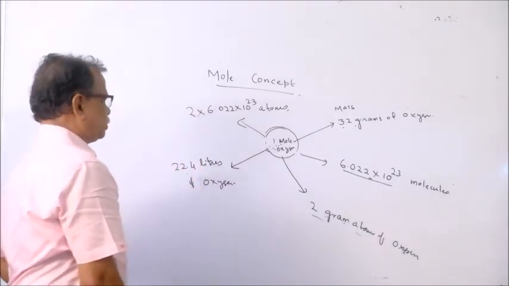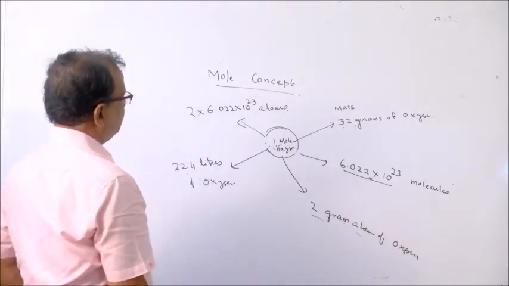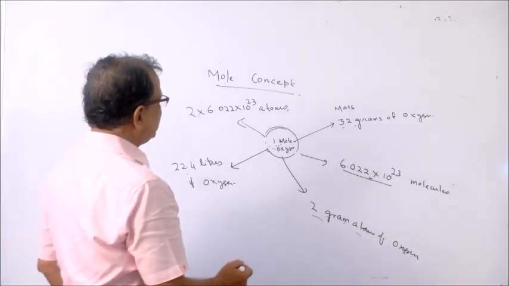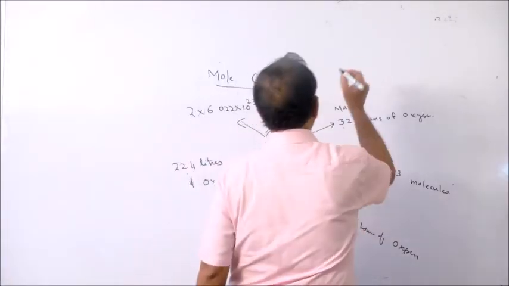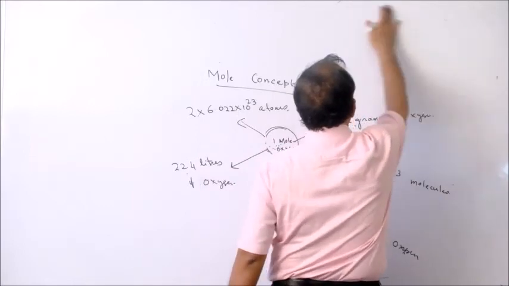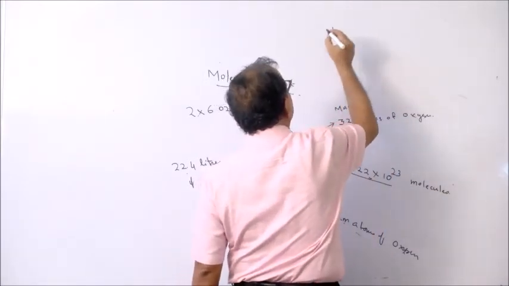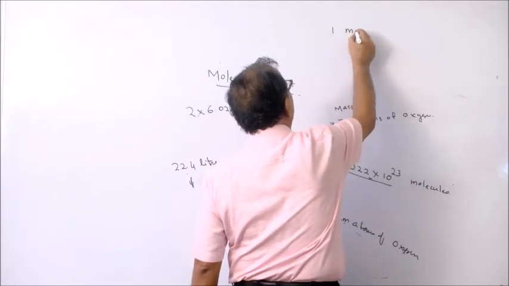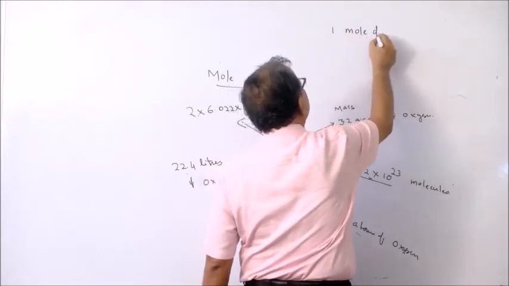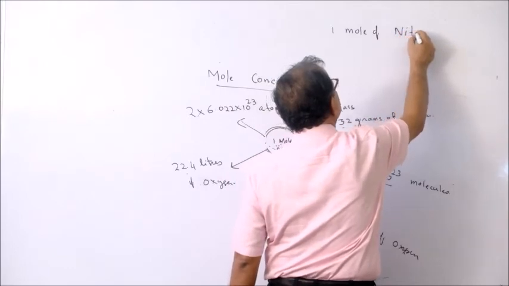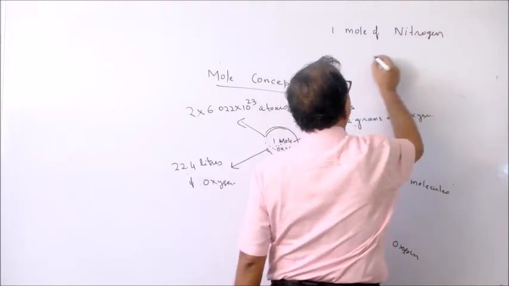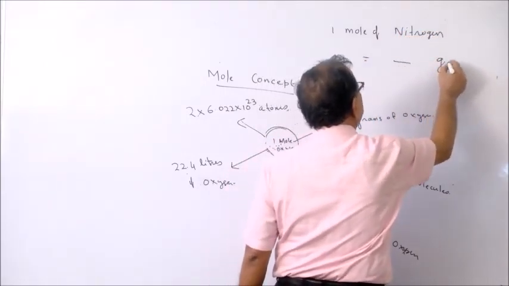Simple problems we will discuss. One question is given to you: one mole of nitrogen is dash grams.